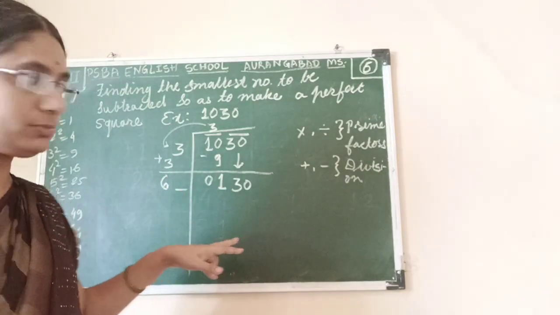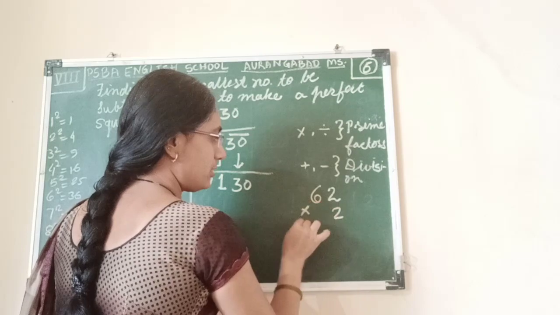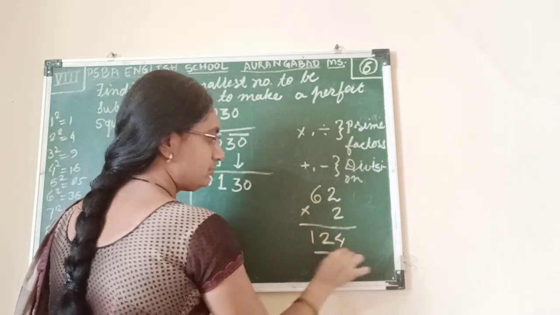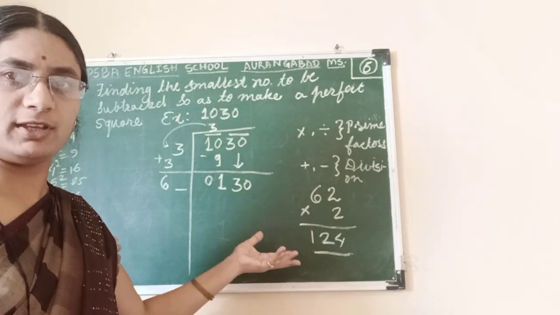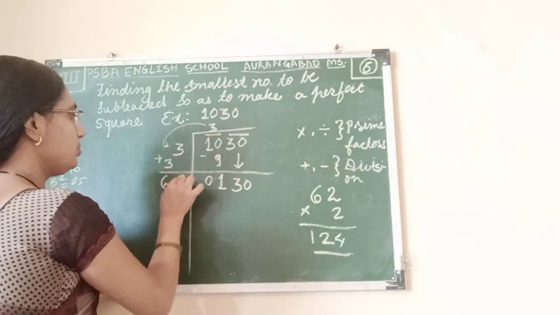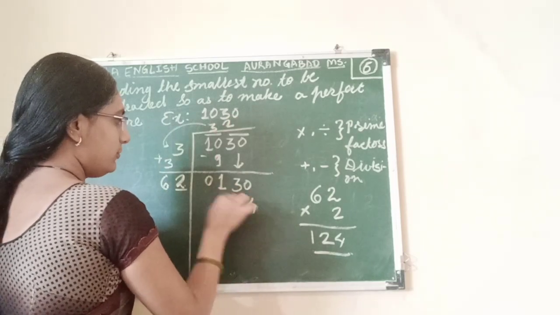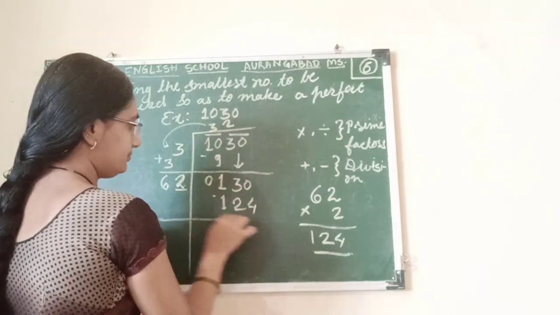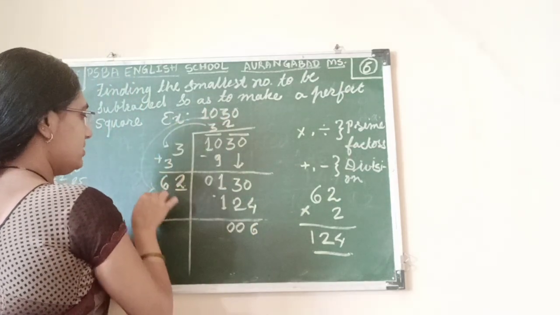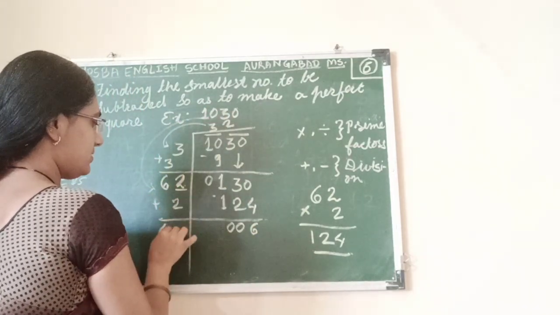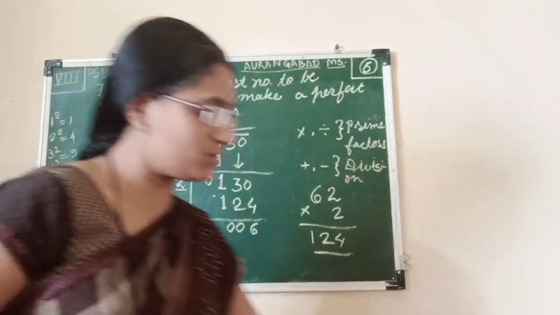62 twos are 124. It is quite a nearer number. Okay, we can judge it. So I will place 2 here. 62 twos are 124. Here the remainder is 6 and I will add this 2 here, that is 64. Okay, we got the remainder as 6 over here.